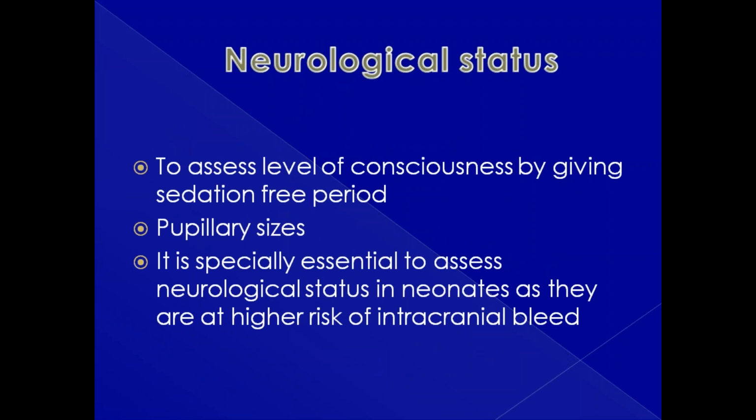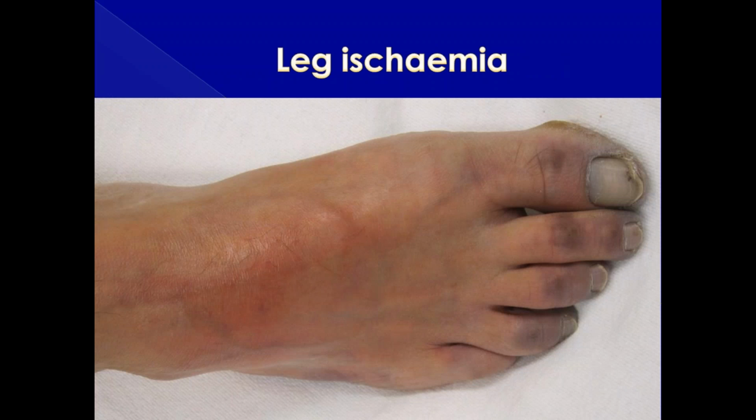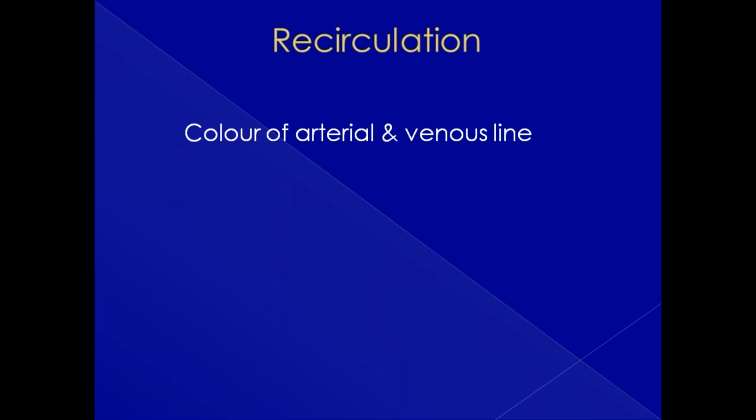Neurological status, pupillary sizes. Sometimes, with ultrasound scans and CT scans, rarely when you suspect a gross neurological event, something like a cerebral hemorrhage has happened, in those cases you have to transport the patient to radiology for getting a CT scan done while they are on ECMO as well. Okay, like this, leg ischemia can set in sometimes, so be very careful with that. It may be something to do with the distal perfusion of the limb. Urine output and color are important.